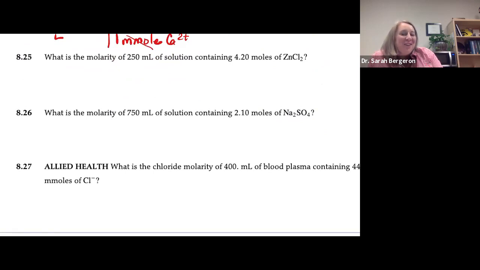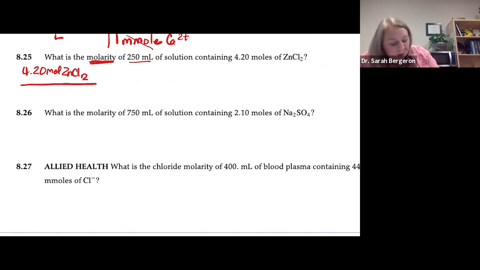What is the molarity of a 250 milliliter solution containing 4.20 moles of ZnCl2? All right, so I have 4.20 moles ZnCl2. My goal is molarity, right? So what am I going to do? I'm going to say, well, my total solution is not 1 liter anymore. It's 250 milliliters, okay?